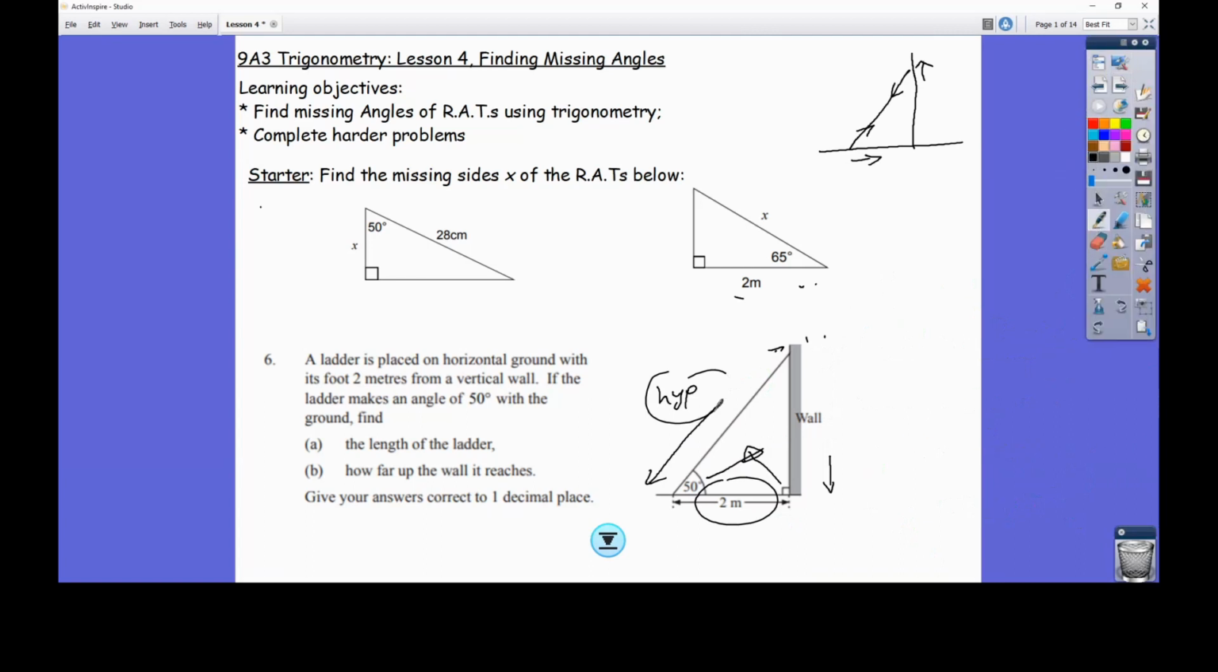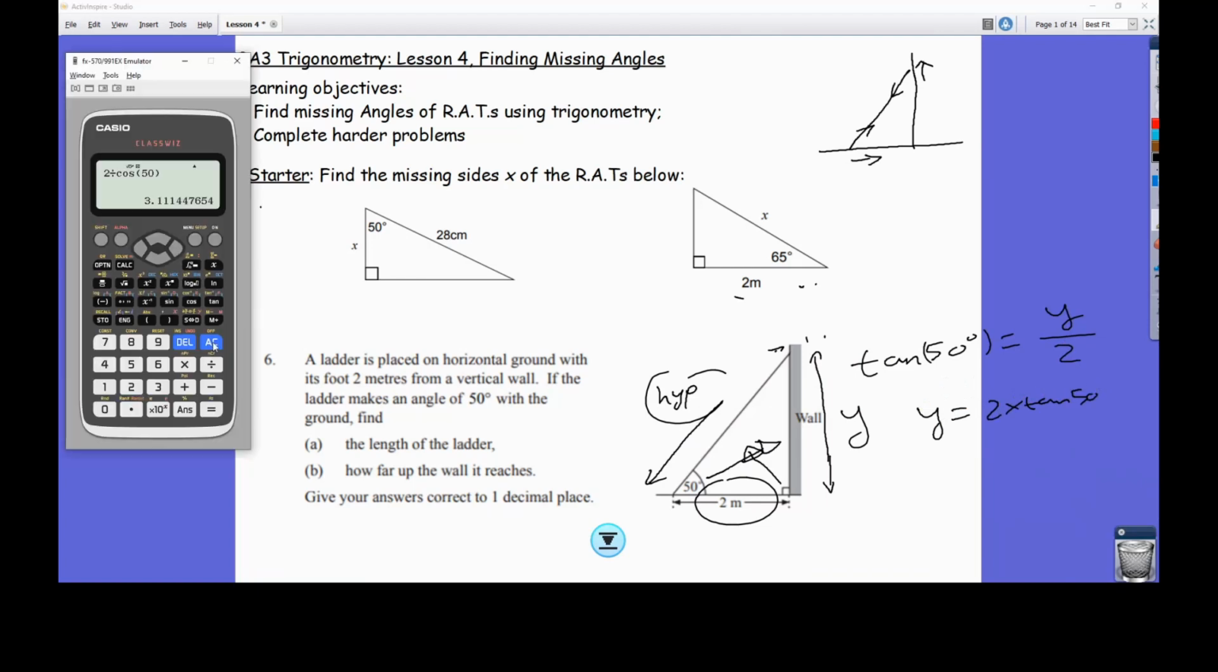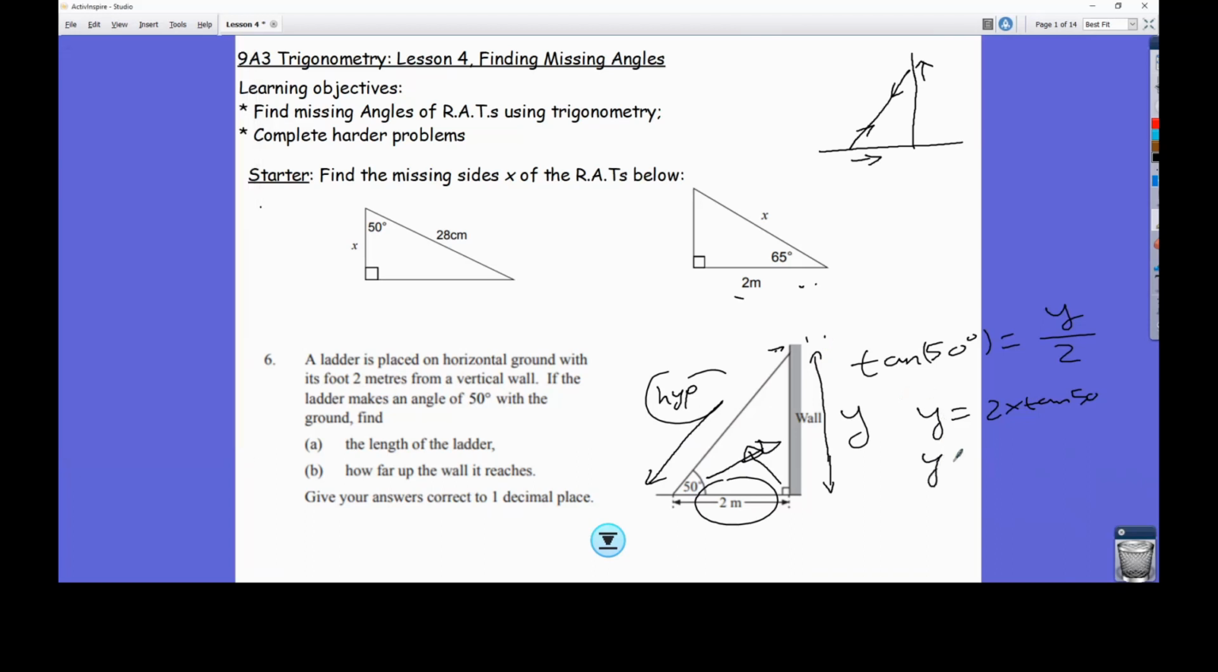And then the second bit, we want to know how far up the wall it reaches. So to do that, right, we now want the opposite, and we have the adjacent, so that means we're going to have to use tan. So I can say tan 50 is opposite over adjacent. I'm going to call that y. y over 2, multiply both sides by 2, we get y is equal to 2 times tan 50, which will give us 2.38 meters, paying attention to the units.